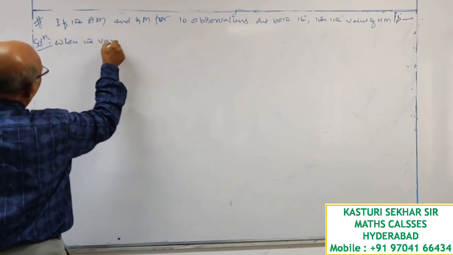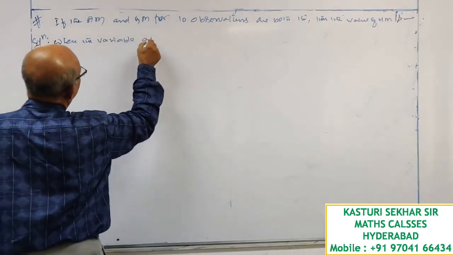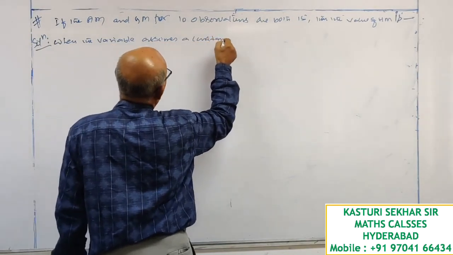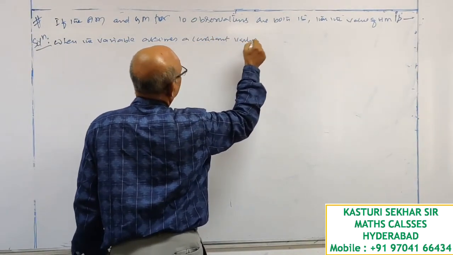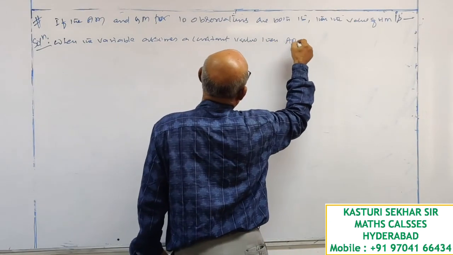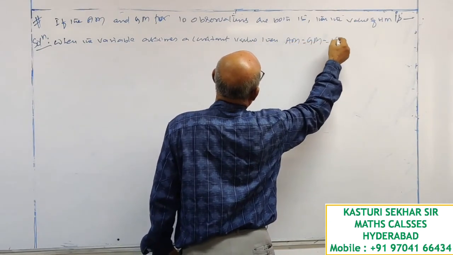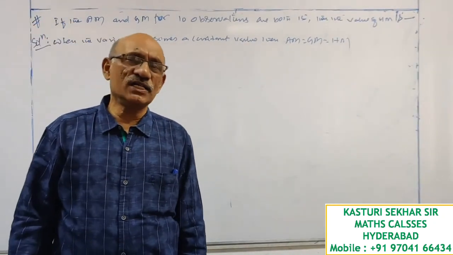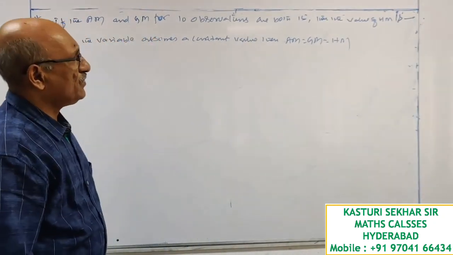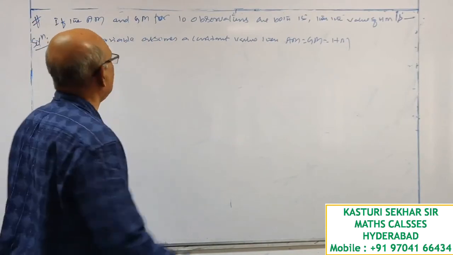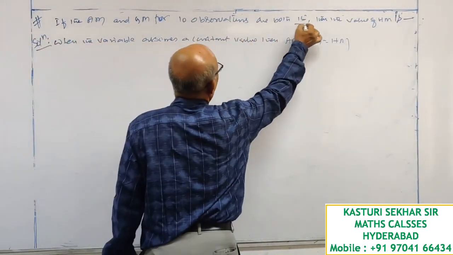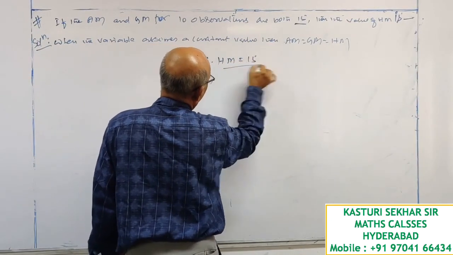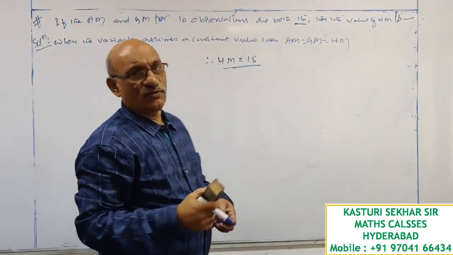When the variable assumes a constant value, then AM is equal to GM is equal to HM. It is already given AM is equal to GM. Therefore, HM is equal to 15.